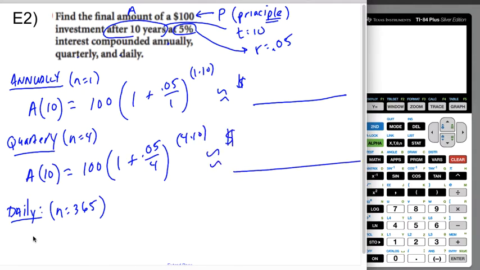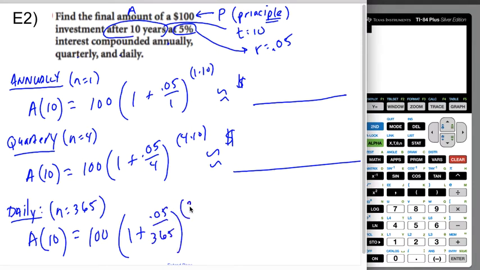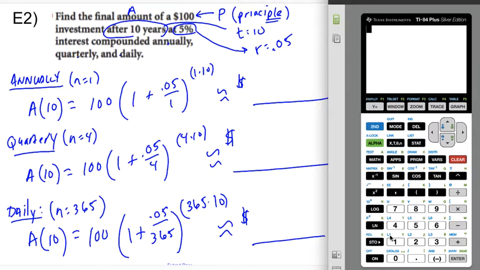All right, and then the last one, A of 10, would be 100 times 1 plus 0.05 over 365 to the 365 times 10. And again, I'm going to get an approximate value. So I'm going to go ahead and put all those in my calculator. I am going to show you how you can make a program for this, which would be really nice.